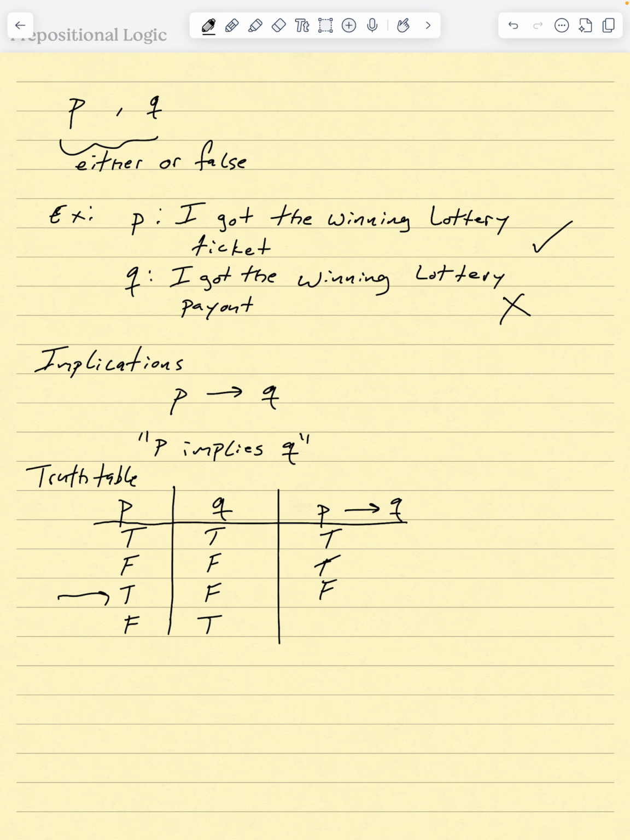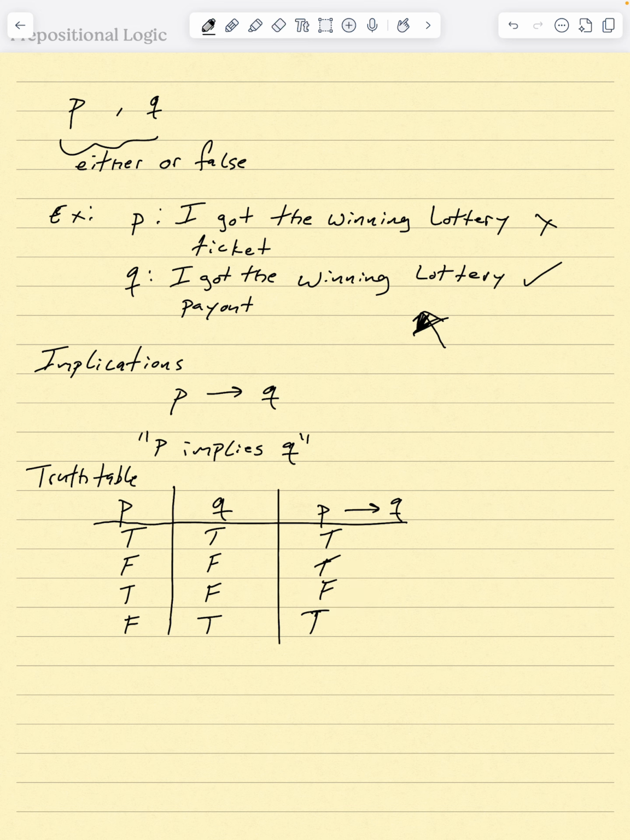Okay. Now, if it's reversed, in this instance, P is false, but Q is true. You didn't get the winning lottery ticket, but you did get the payout. You don't feel cheated. You're running with that all day. So that is going to be true. You don't feel slighted there. So it's going to be false only when the deal cheats you.